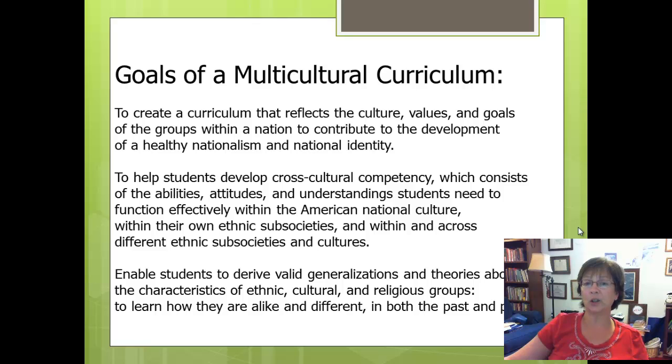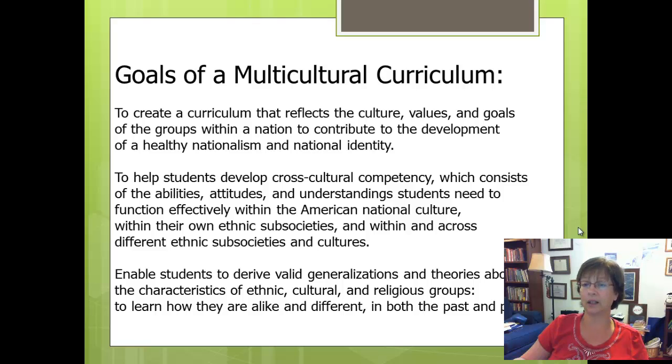He also goes on to say to create a curriculum that reflects the culture, values, and goals of the groups within a nation, to contribute to the development of a healthy nationalism and nationalist identity. So again, what does it mean to be an American if you are an African American? What does it mean to be an American if you are Polish? What does it mean to be an American if you have Chinese descent or Japanese descent? So these are all things that you're going to be talking to your students about.